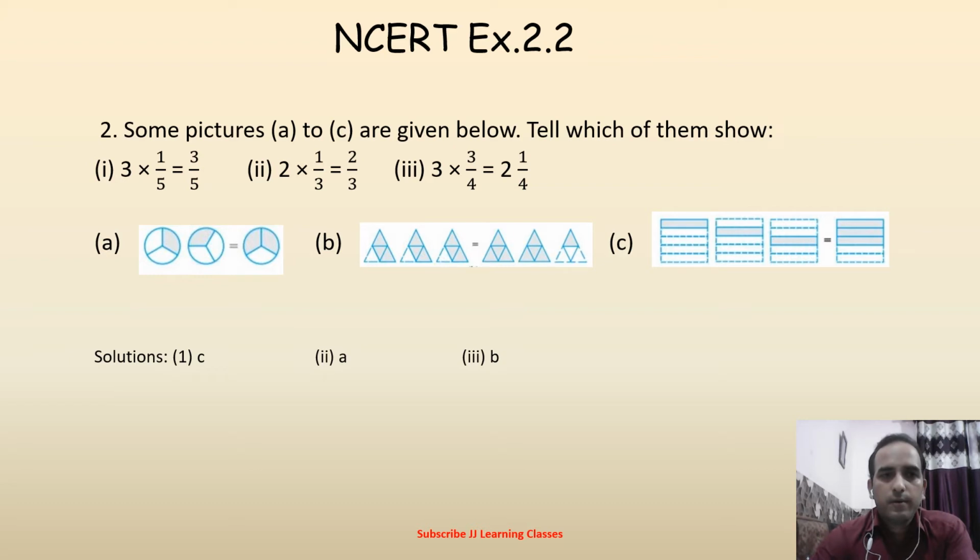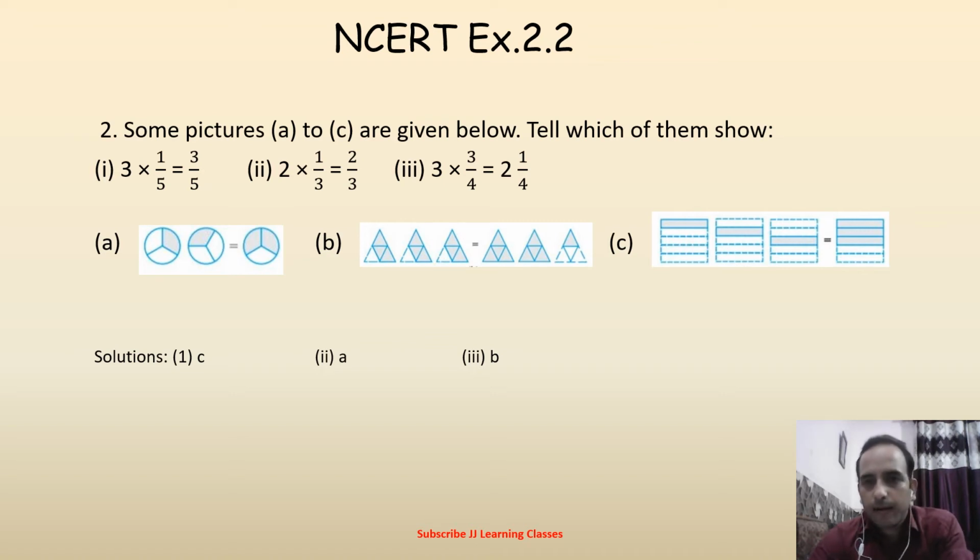Question number 2 now. Some pictures A to C are given below. Tell which of them show: the first part is 3 into 1 by 5, the second part is 2 times 1 upon 3, and the result is 2 by 3, then the third part is 3 times 3 by 4, and the result is 2 1 by 4. So we need to understand the very first, 3 times 1 by 5 means 1/5, 1 is shaded, selected among 5 equal parts, and that is 3 times. So here we see the answer C for the first part.